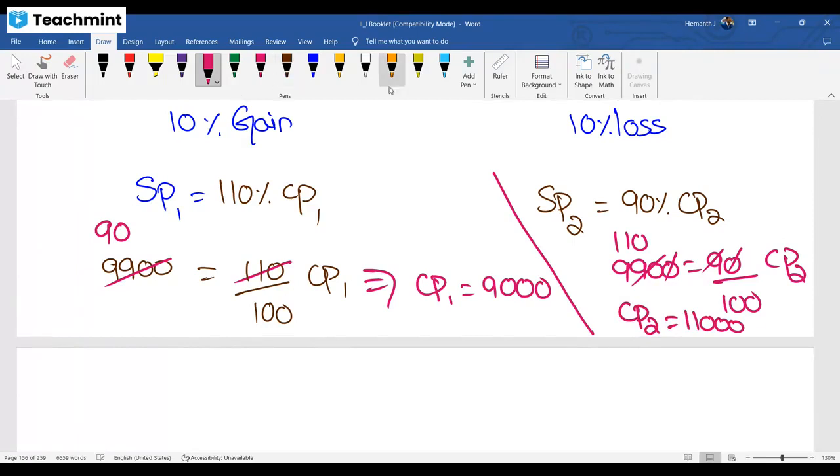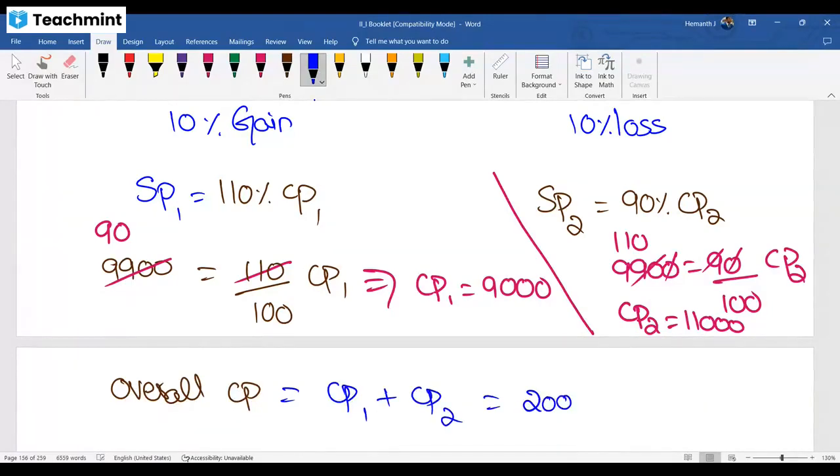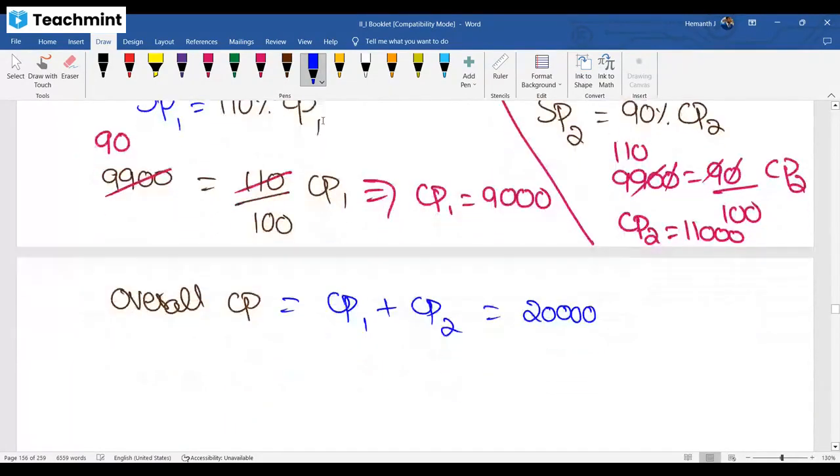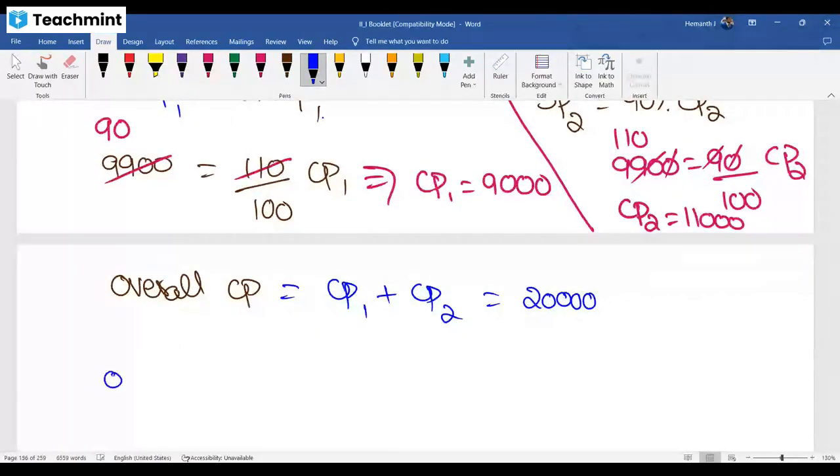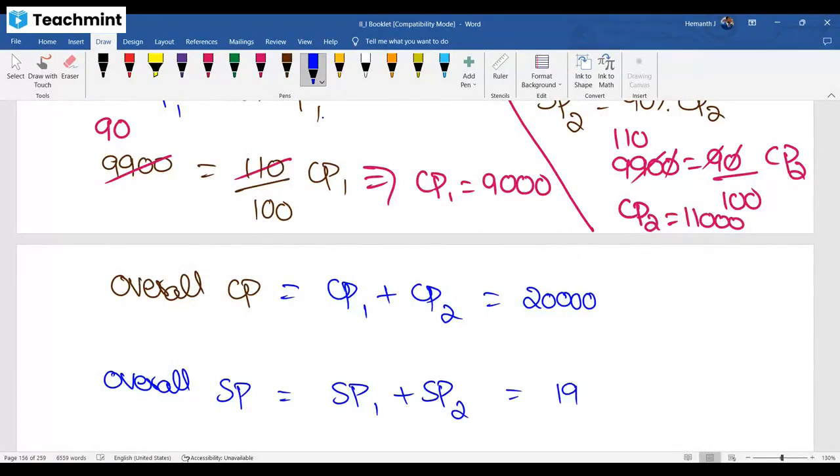Now, how can you decide whether it is profit or loss? By the overall cost price and overall selling price. What is the overall cost price? How many cars did they sell? 2 cars. So what is the overall cost of that? CP1 plus CP2, which is 9,000 plus 11,000. We got 20,000. What is the overall selling price? SP1 plus SP2, which is 9,900 plus 9,900, which is 19,800.